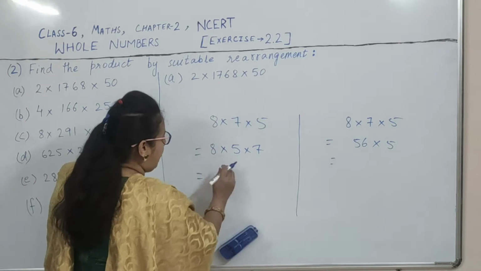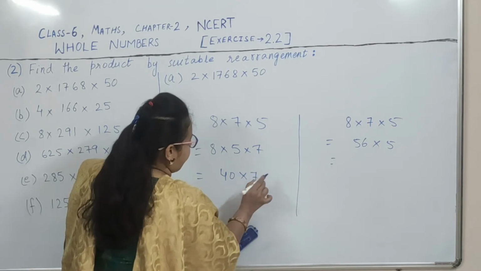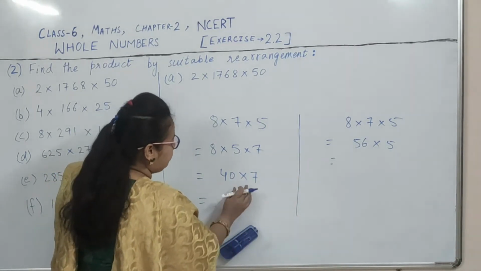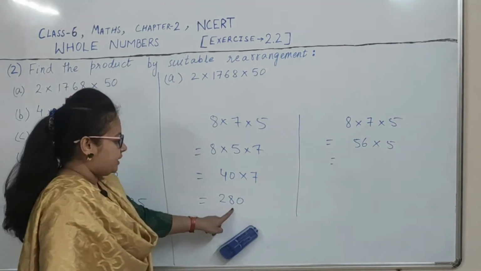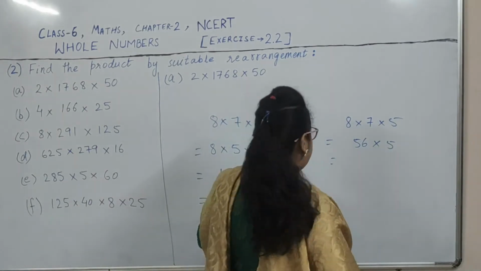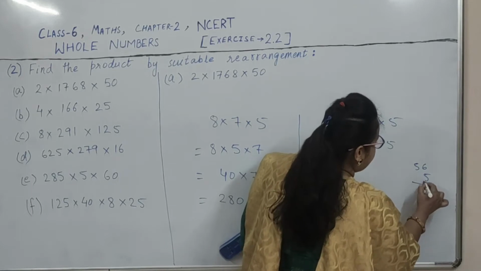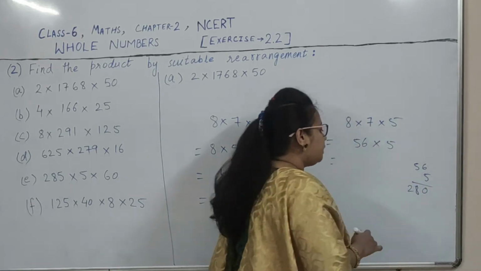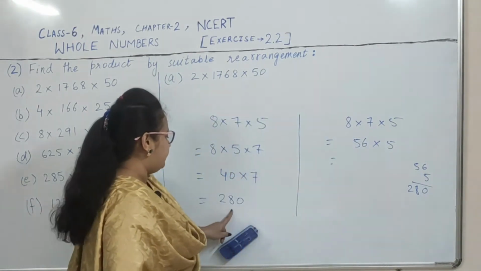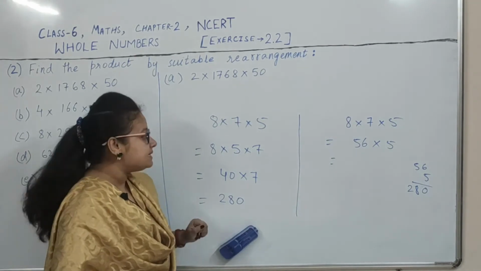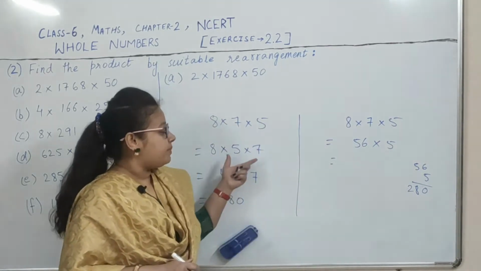See how it becomes easy. 8 5s are 40 into 7. Now you can directly write the multiplication of these two numbers. 7 4s are 28 and this 0 will come here. So it is 280. Let us check whether the answer is the same here also. 56 into 5: 6 5s are 30, 3 carry. Yes, it is 280 here too. But here we have to do the multiplication, and here we directly multiplied these two numbers and got the answer. So we are making use of these properties and rearranging the numbers. These properties are very important.